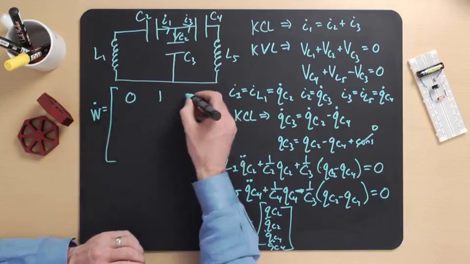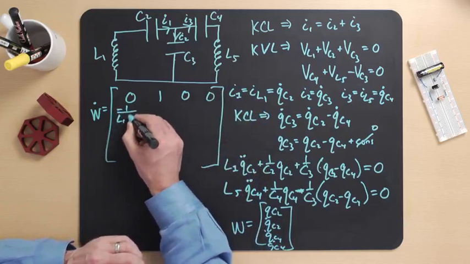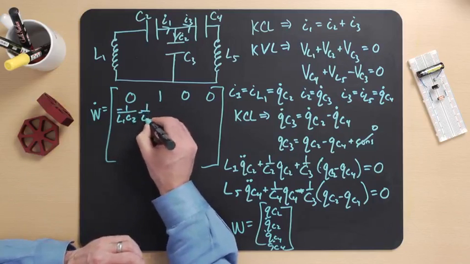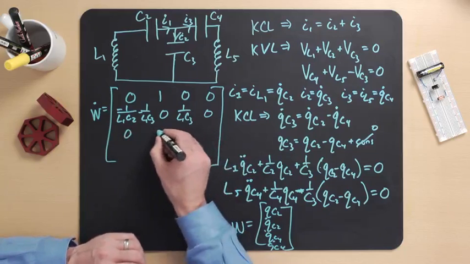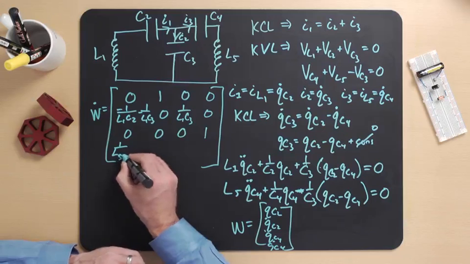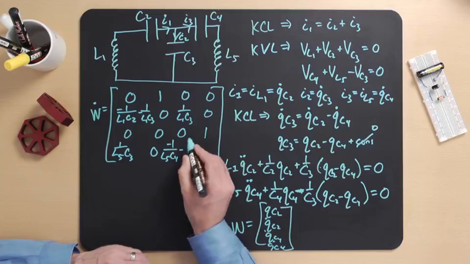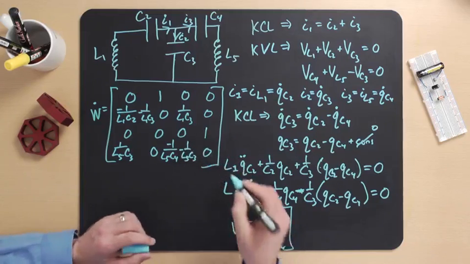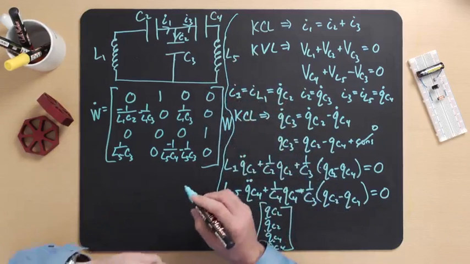We have 0, 1, 0, 0, and then minus 1 over L1 C2 minus 1 over L1 C3, 0, 1 over L1 C3, 0. Then the next line is 0, 0, 0, 1, and then down at the bottom row, we get 1 over L5 C3, 0, and then minus 1 over L5 C4 minus 1 over L5 C3, and then the last element is 0. And this whole matrix multiplies W. And so to keep these separate, I'm going to draw a line down the board. This means that we have an equation of the form W dot equals A times W. So we can use Euler integration to approximate solutions or exponential solutions to obtain analytic solutions.